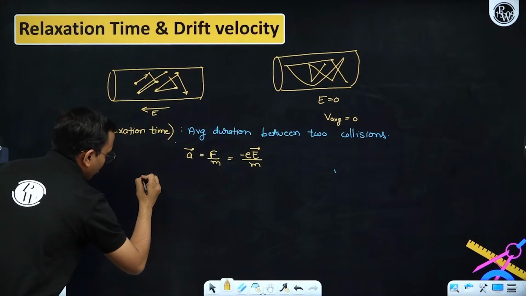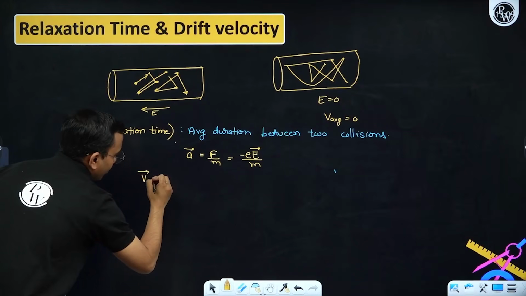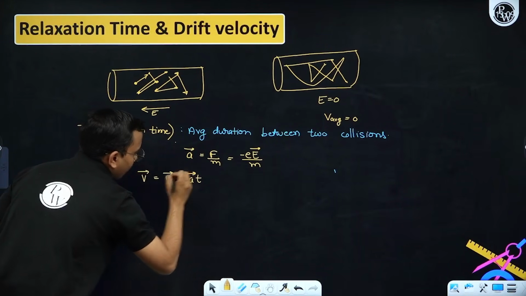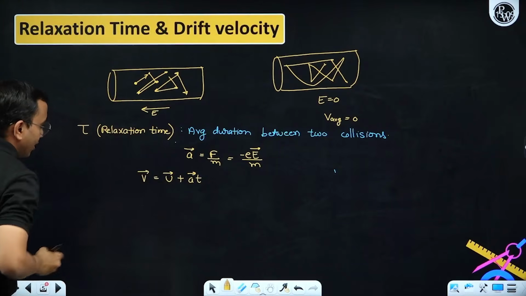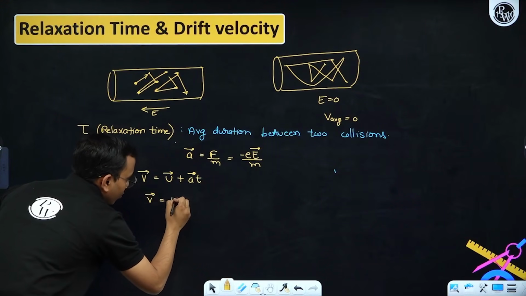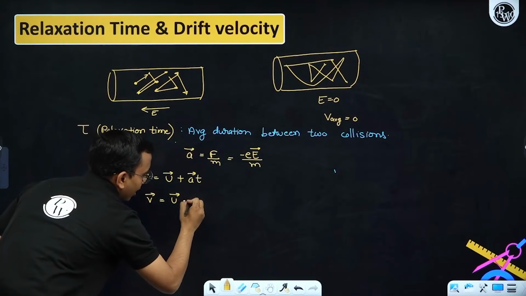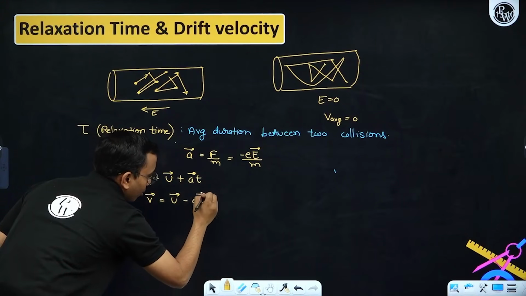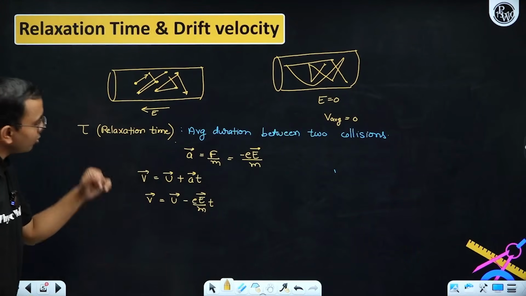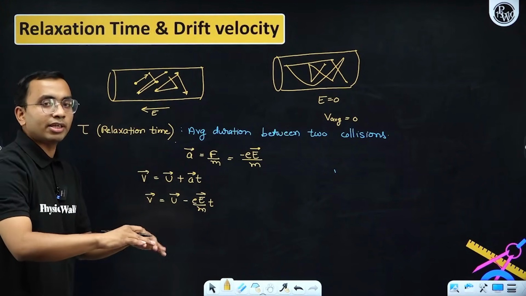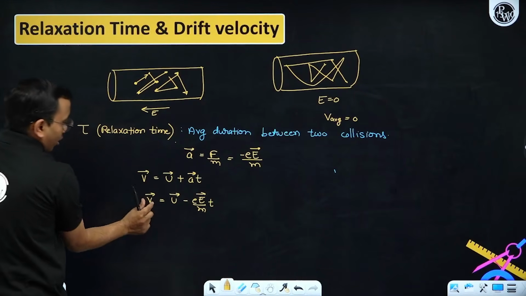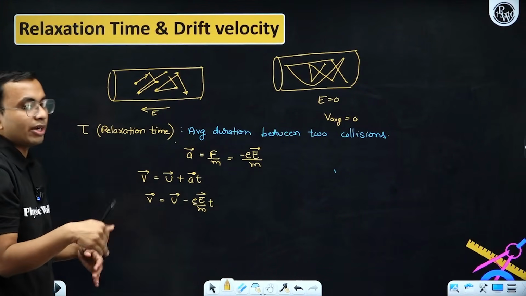I am using the formula V is equal to u plus at. Acceleration is constant, so I can use this. So I can say V is equal to u minus eE by m into t. Now let us take the average of both sides. Average I am taking for all the electrons.